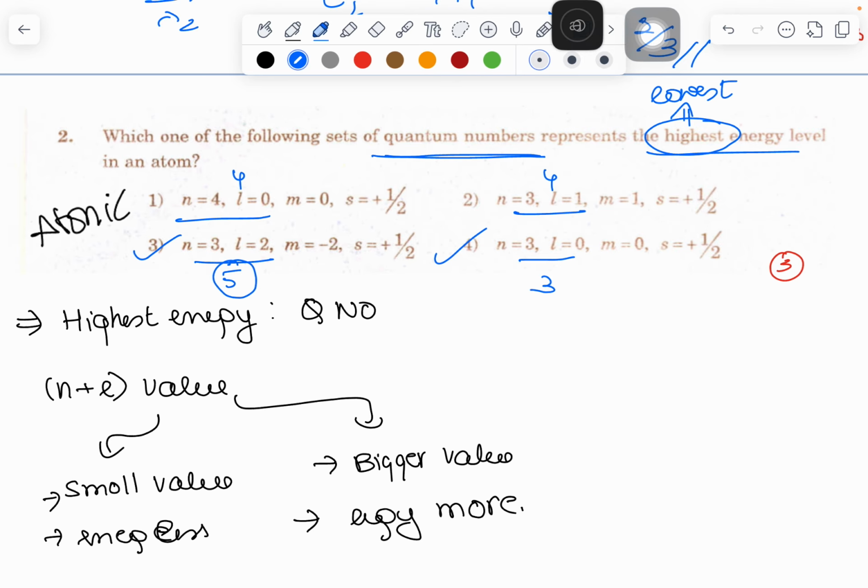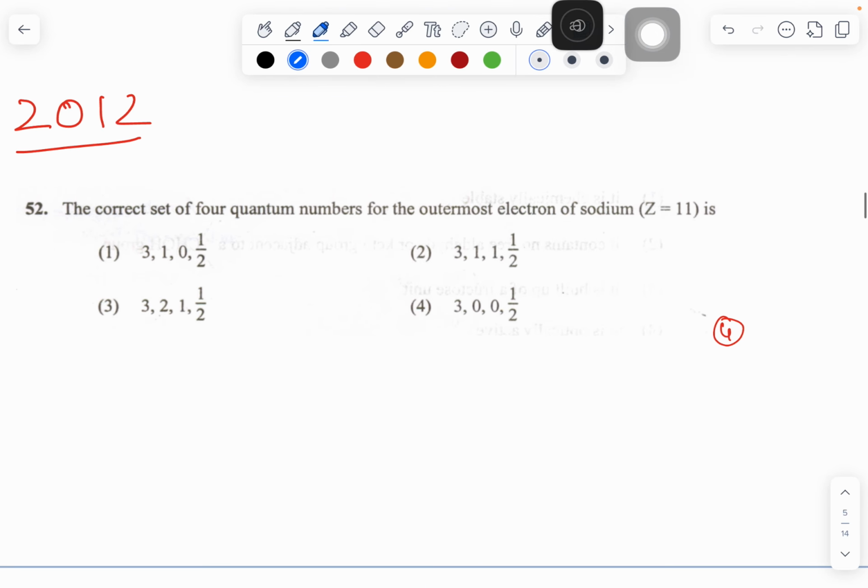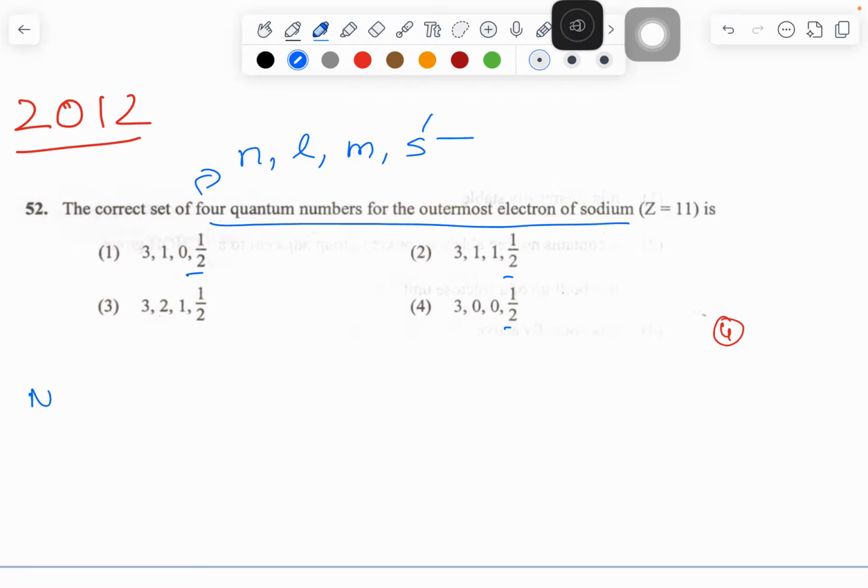Hope this is clear. Moving on to the 2012 paper, again about the 4 quantum numbers. Which are the 4 quantum numbers? Principal quantum number, azimuthal quantum number, magnetic quantum number and spin quantum number. Spin can be plus or minus. For sodium they have asked. What is the configuration? You can go with neon, which has 10 electrons, and 3s1, so 10 plus 1 is 11, atomic number 11. Or you can go the long way: 1s2, 2s2, 2p6, 3s1.